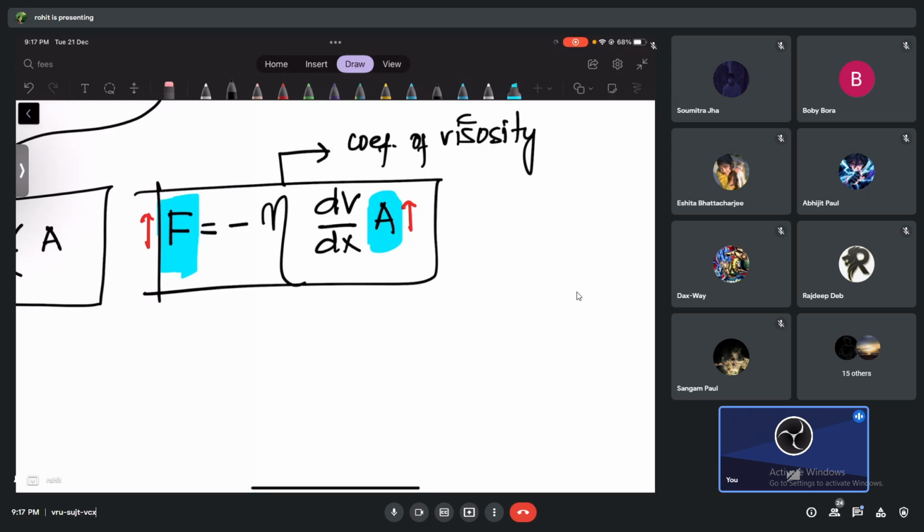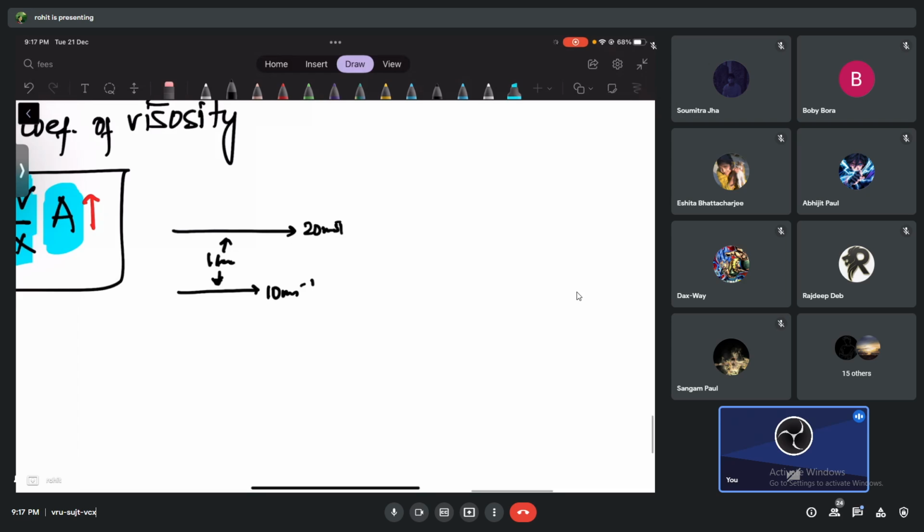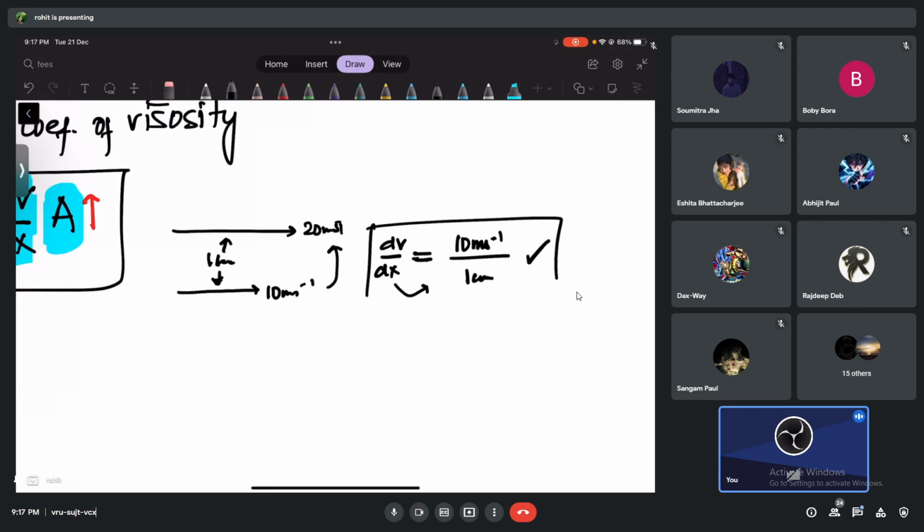Then which kind of liquids will have more viscous force or viscosity? Those with a larger velocity gradient. I showed you one layer moving at 10 meters per second and another moving at 20 meters per second just after 1 centimeter. So what's the velocity gradient in this case? How to calculate? dV by dx. The change of velocity is how much? 10 meters per second. After how many centimeters? dx means centimeters: 1 centimeter. That is the meaning of velocity gradient. I think you are clear with this.